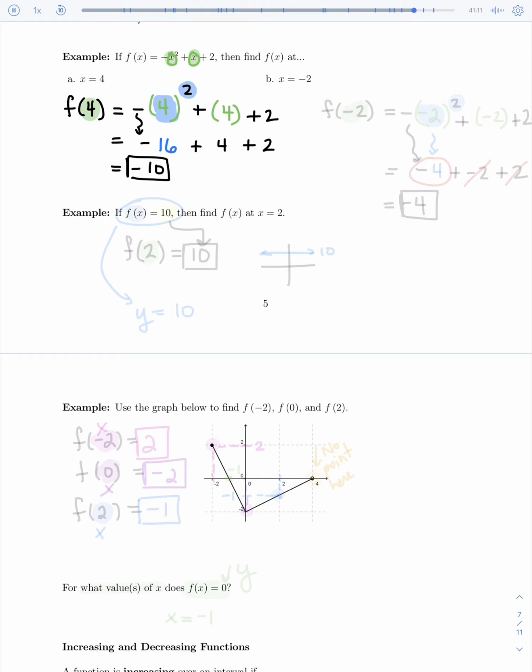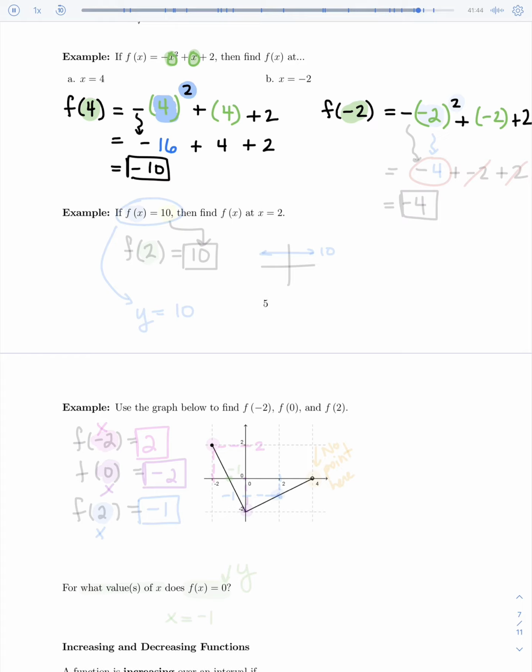Let's try B. In B, we want f of -2, and again, same idea. We have a negative sign out in front of our x squared. Then this -2 is telling me to replace the actual x with a -2, parentheses around it. Now remember that the x is squared plus, we've got one more x that can get replaced by another -2. And then on the outside, we had a +2 at the end.